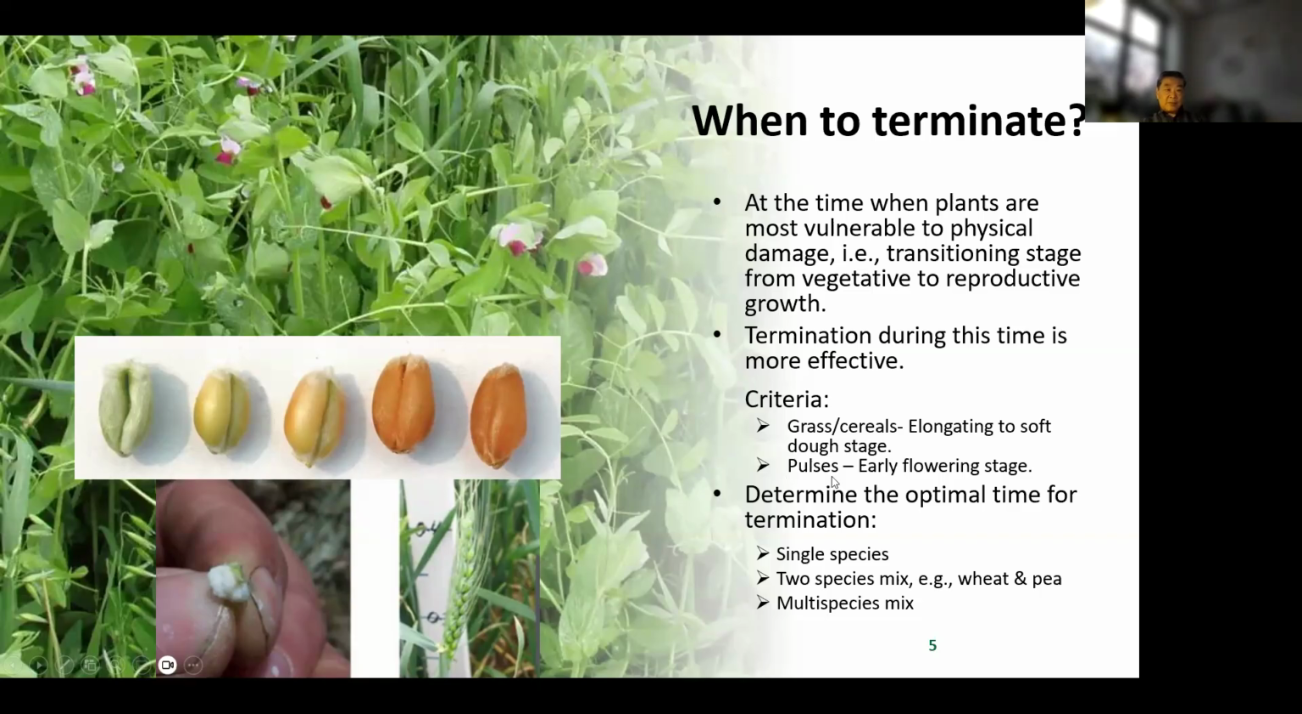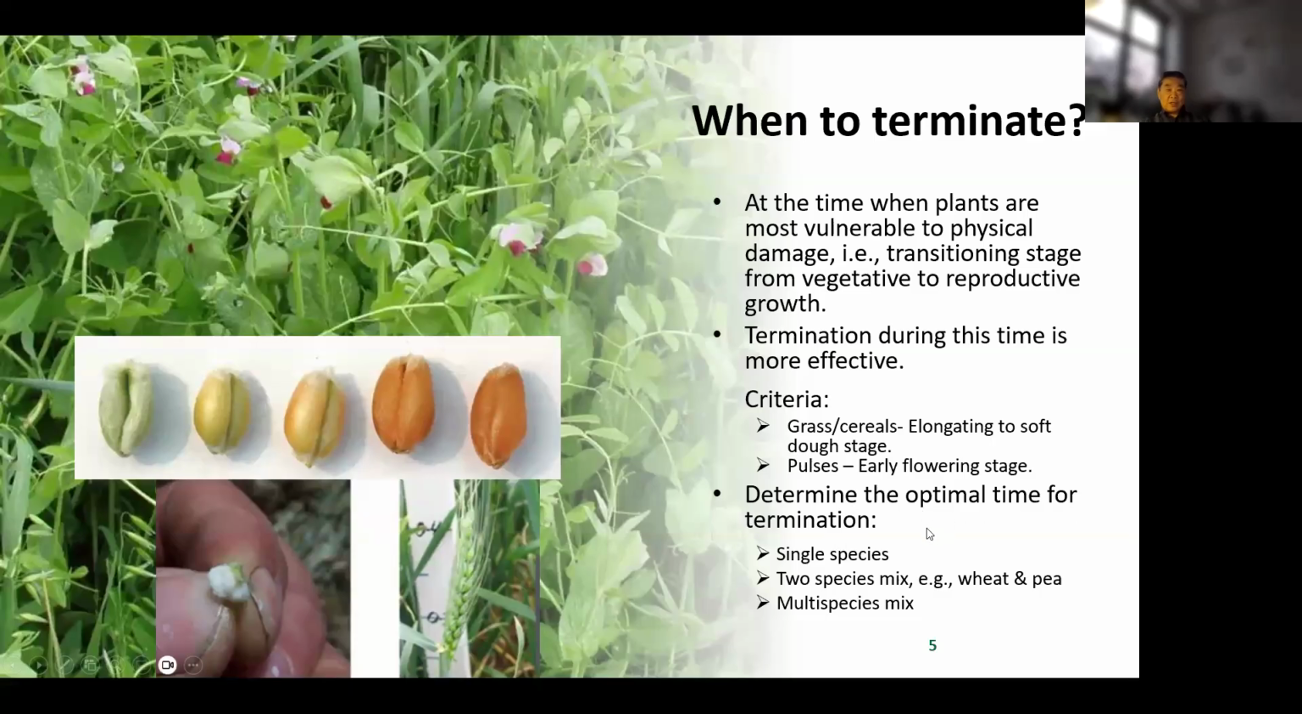For the pulse crops, early flowering stage is good. We always say 10% of the flowering at the beginning, so not in the middle of flowering when you see lots of flowers. And in general, 10 to 30% of your first flowering is a good time to terminate. So it depends on what kind of crops you are growing. The decision making is different.